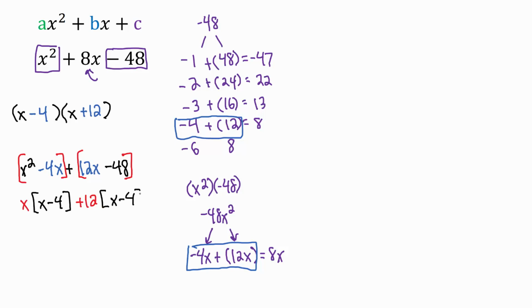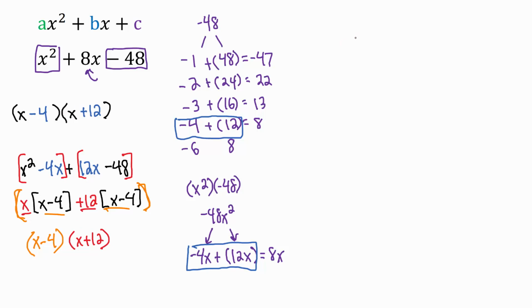Okay, now my last step, well, I like putting everything in parentheses, but the common binomial that I have is an x minus 4. I'm going to put that in front. And then my leftover would be an x plus 12. And that's going to be my other binomial. So there's my two binomial factors, just like I did with my shortcut.